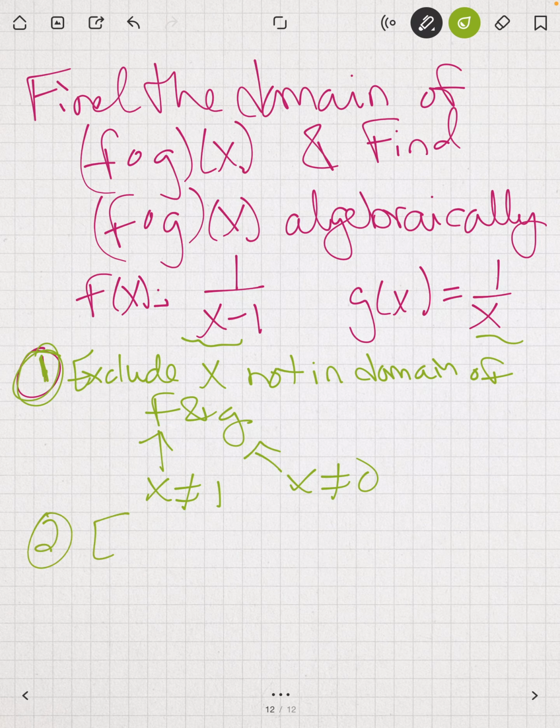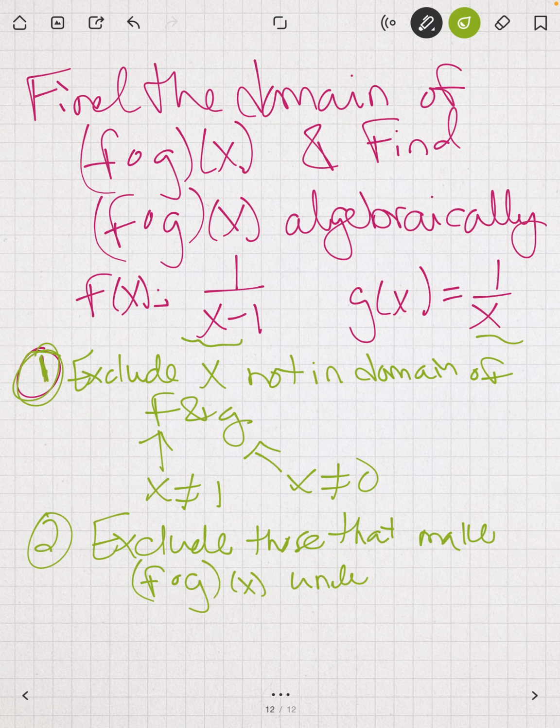Then exclude any that make our final form improper. So exclude those that make f compose g undefined. You're like, well, how do you know what those are? Well, this is where we're going to find it algebraically.